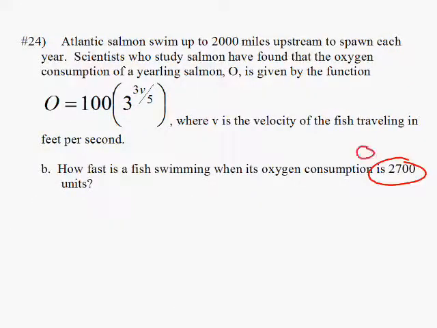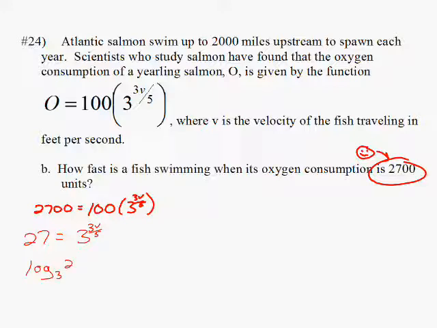Part B of this problem. How fast are the fish swimming if the oxygen consumption is 2,700 units? We fill 2,700 in for O, and we want to solve the equation. If you divide both sides by 100, you get 27 equals 3 to the 3v divided by 5. If you change this to logarithmic form, you get log base 3 of 27 equals 3v divided by 5. The 27, which is the argument, you could rewrite that as 3 to the third. That enables you to use the log identity number 1 to make that just 3 on the left side.